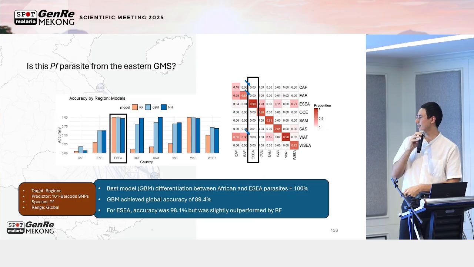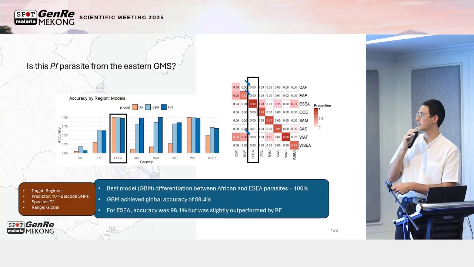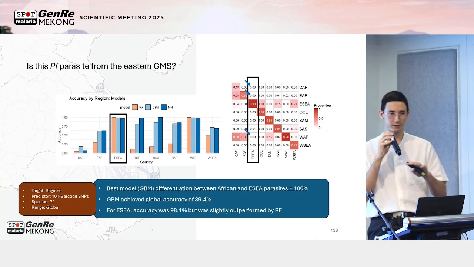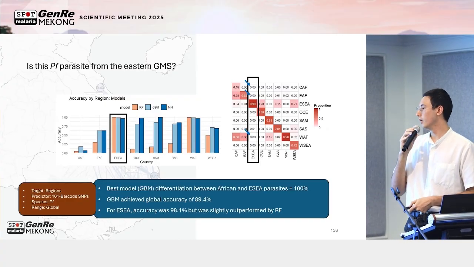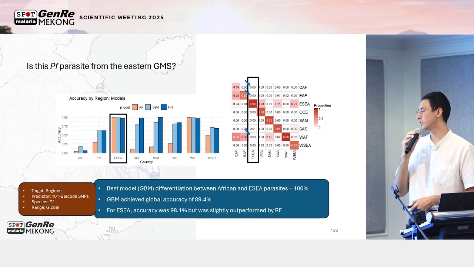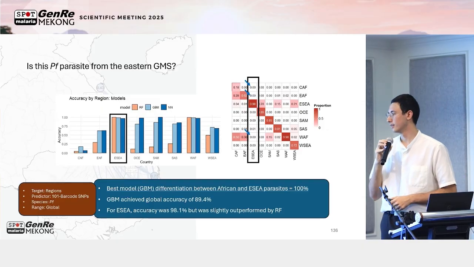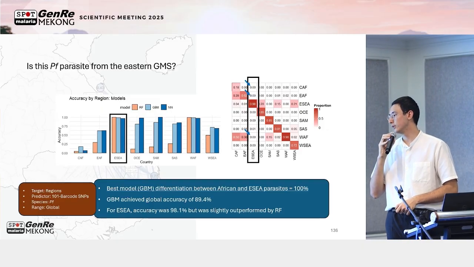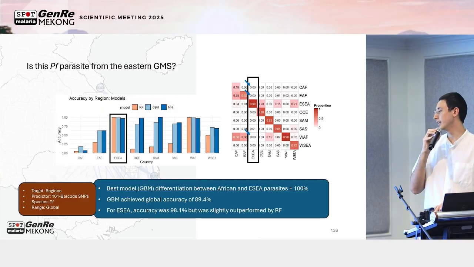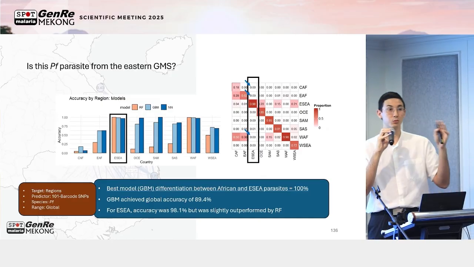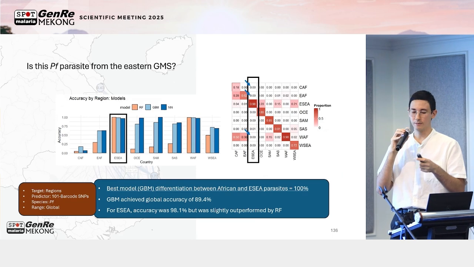You can see the East Southeast Asian samples, 98% were correctly predicted, but 0% were misattributed as being from all regions of Africa, Central, East, and Western Africa. No samples. So that's excellent. On average, though, across the regions, the gradient boosting machine, which is the best model, achieved a global accuracy of 89.4%. And for East Southeast Asia, the accuracy was at 98.1%, but it was slightly outperformed by another model, which performed better by only just 1%. So quite comparable.